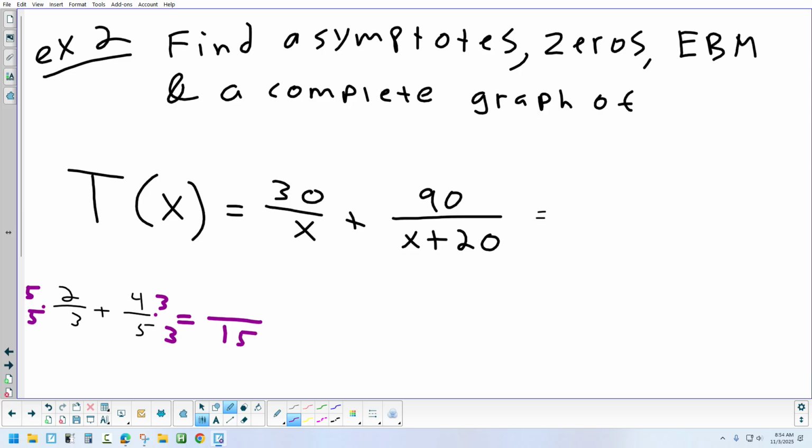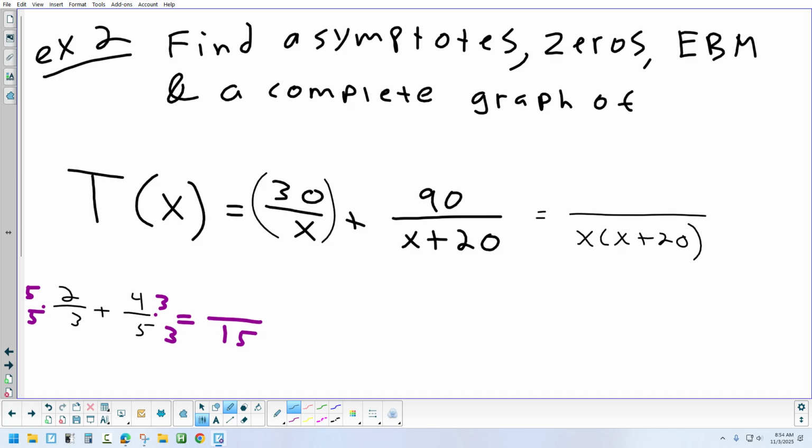Okay, so our common denominator is going to be the product of the two that we have. What are my two denominators right now? x times x plus 20. So let's multiply them together. Okay, just like doing 3 times 5. There's your common one.